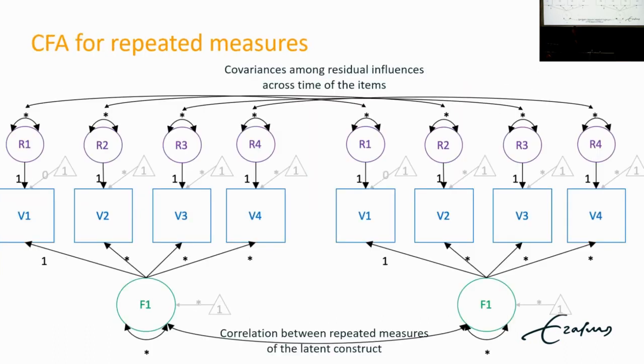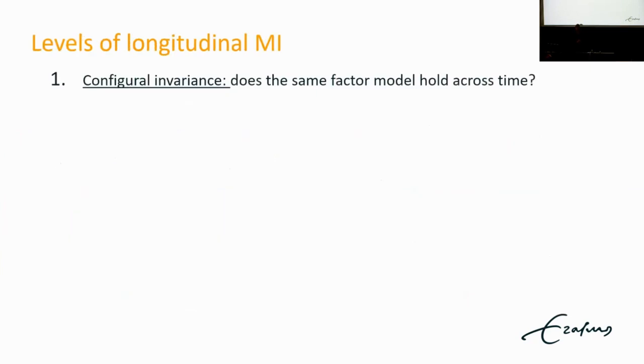Okay, so now let's have a look at how, using this model, we can test for different levels of longitudinal measurement invariance. Typically there are 4 different levels. They differ in the stringency with regard to invariance. The first level that we should test is called the configural invariance model.